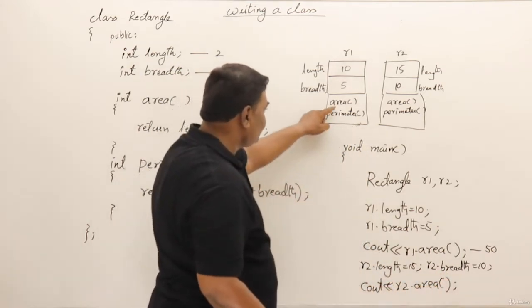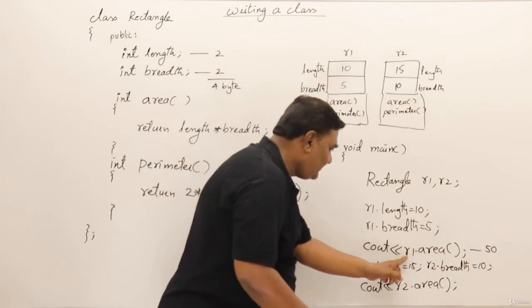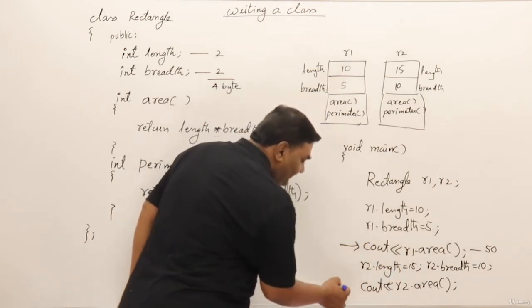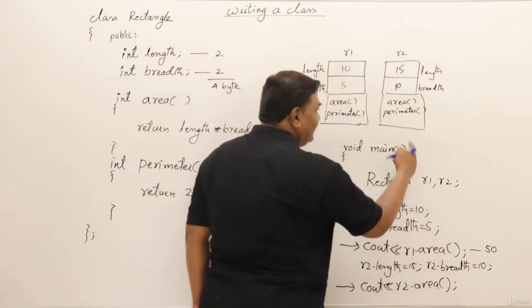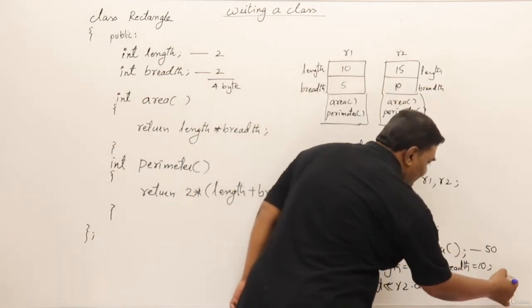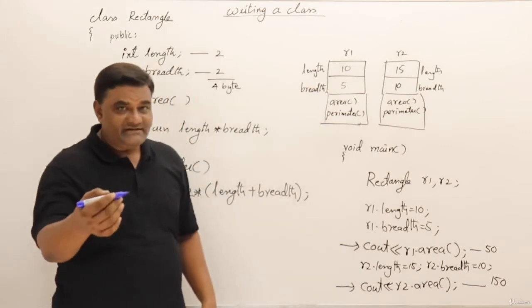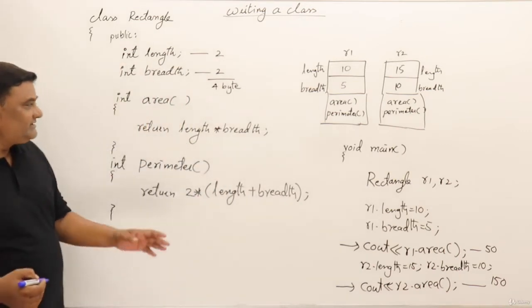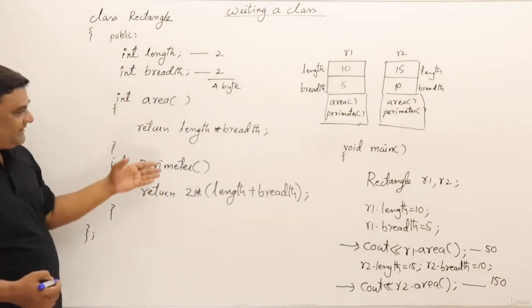See, this function was called upon this one when I said R1 dot area in this line. Now when I am saying R2 dot area, then area function will be called upon this one. So I get the answer as 150. So as I was discussing in my previous video, suppose this is a design of a fingerprint scanner.